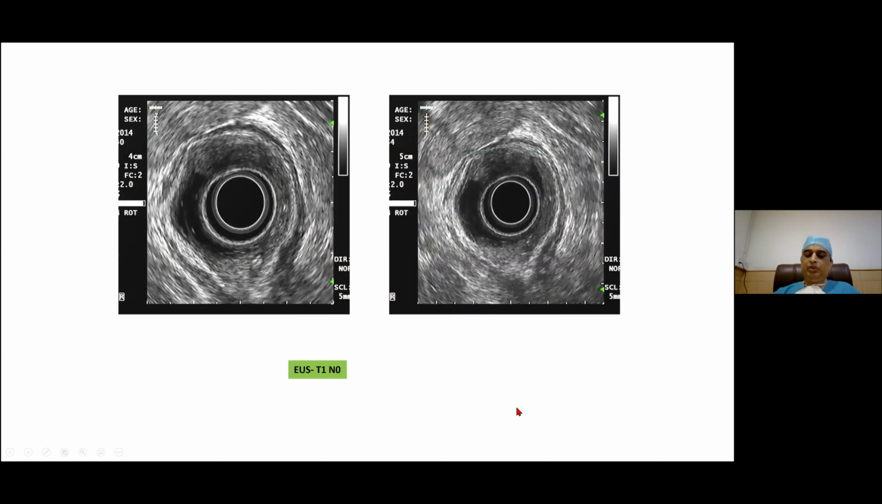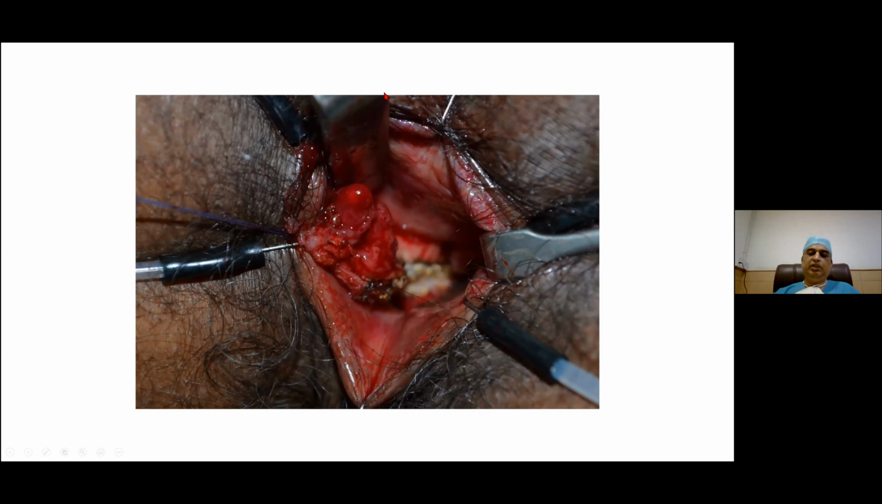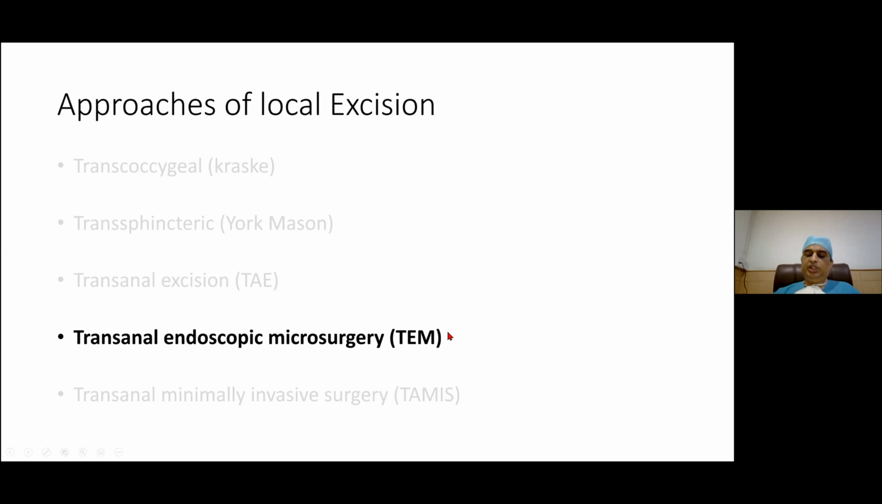were clear. So we took him up for transanal excision using a Lone Star retractor. You can see the hooks are placed and then we excise it and close the defect using a V-Loc suture. And the biopsy was a T1 with margins negative and no further treatment was required.